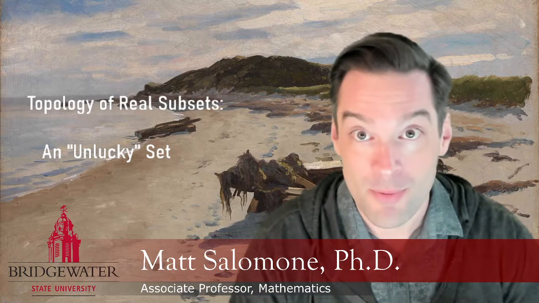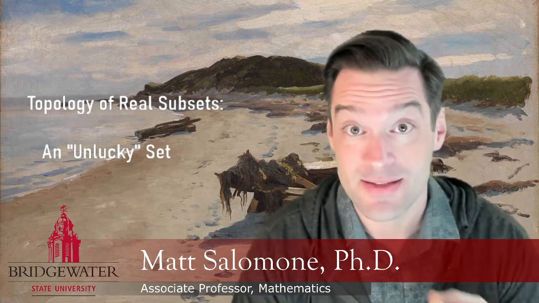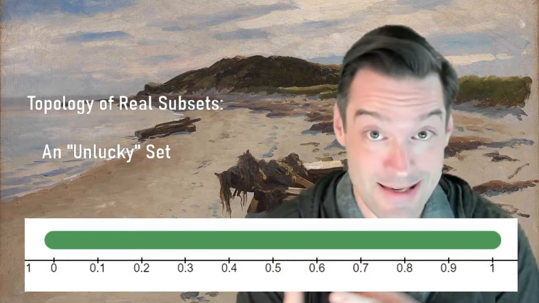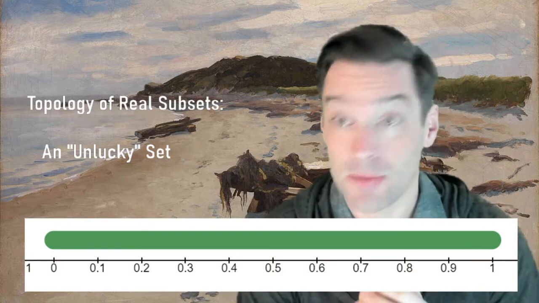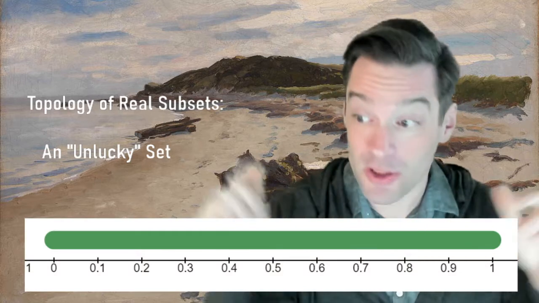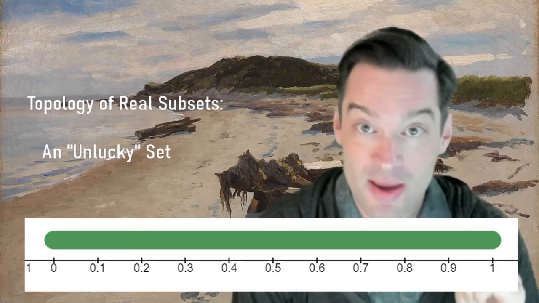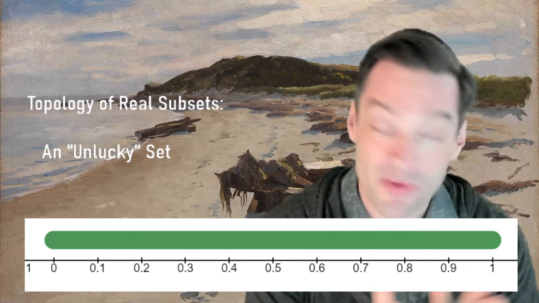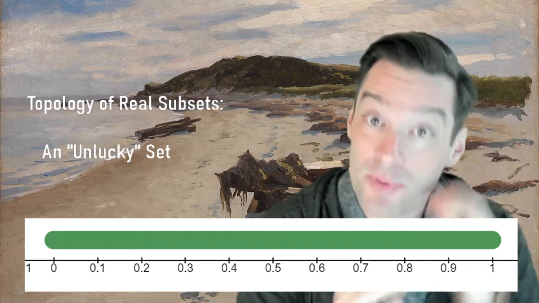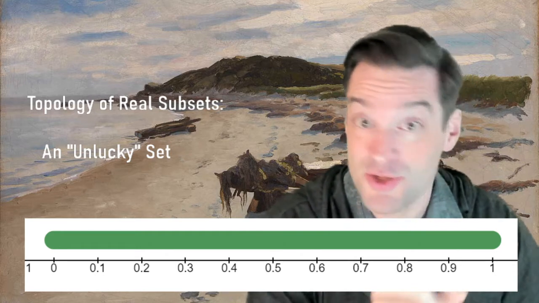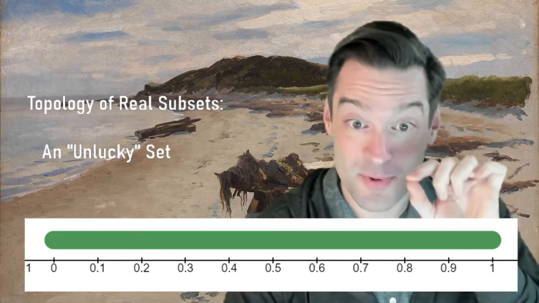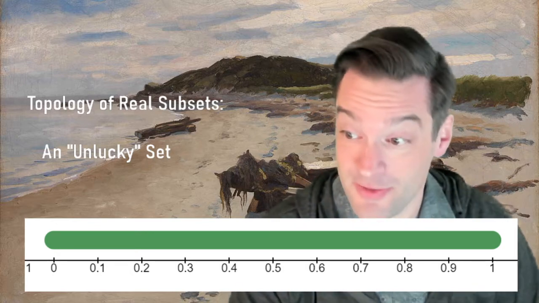So the example that I want to start with to get us thinking is a set that I call an unlucky set. How an unlucky set works is I start with a closed interval from 0 to 1. And then from that closed interval, I want to take away every real number whose decimal representation begins with the digit 7. So I want to take away everything that starts with 0.7, etc.